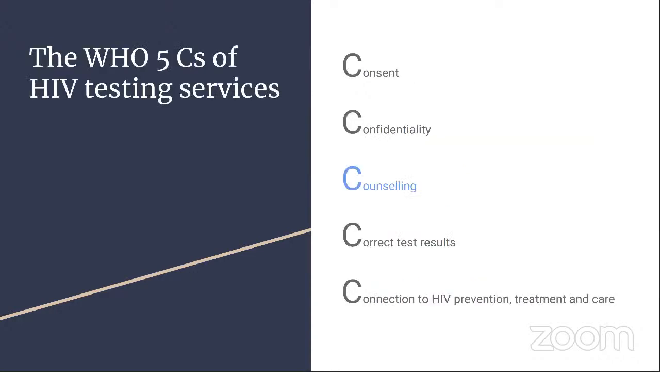positive patients. So the WHO has 5 C's of HIV testing, which include consent, confidentiality, counseling, correct test results, and connection to HIV prevention, treatment, and care.